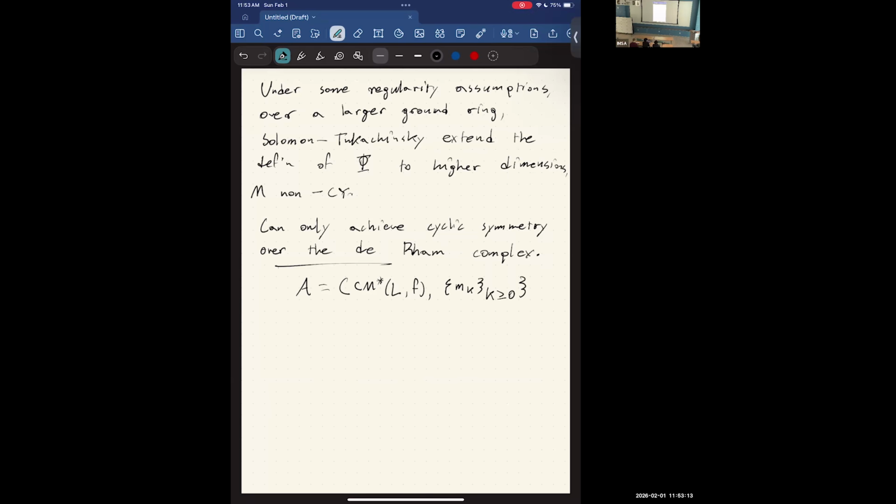So I'll work with the Morse complex of L with respect to some Morse function, and I'll have some infinity operations like this. So this is some Morse complex, which I'm going to be taking over the Novikov ring with coefficients in a field K.